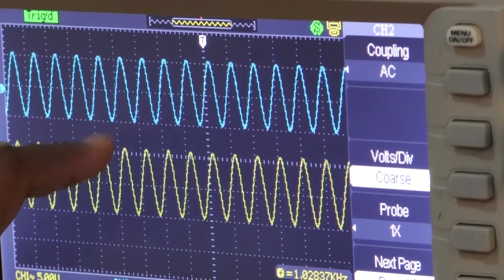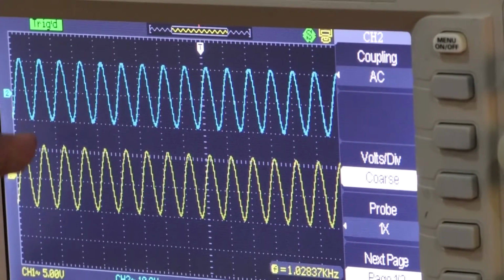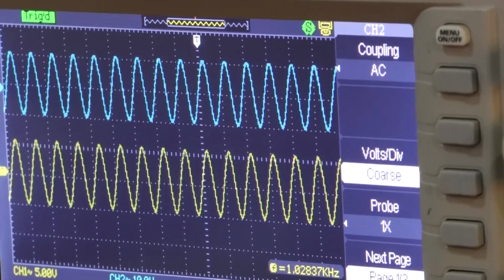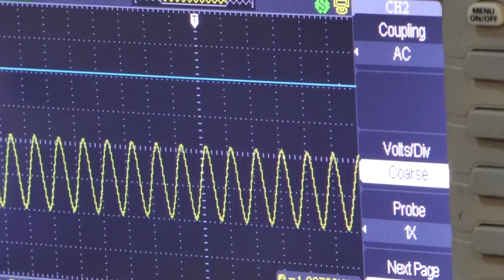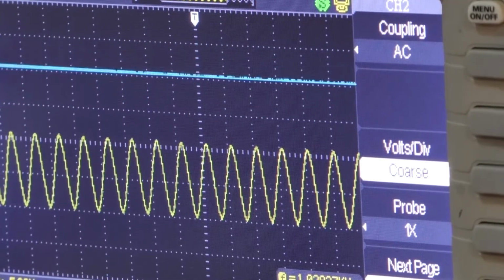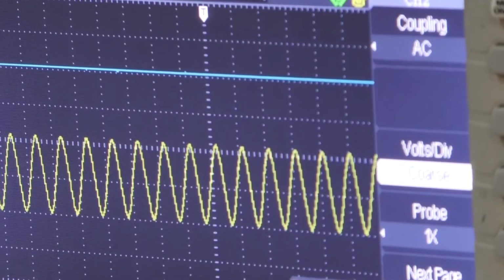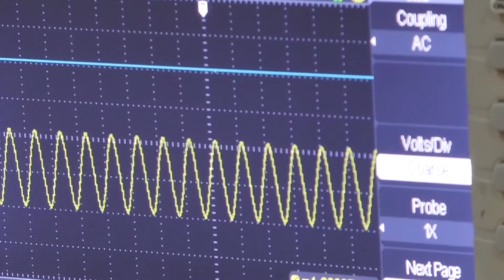If you observe these two input and output signals, both start from the origin only, means from the ground itself. So there is no phase shift between input and output signals. Hence 0 degrees phase shift is obtained in the case of non-inverting amplifier.